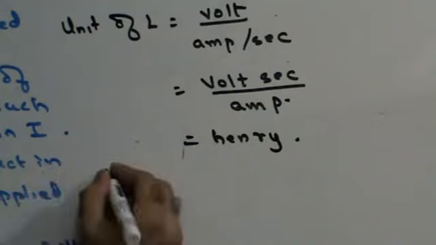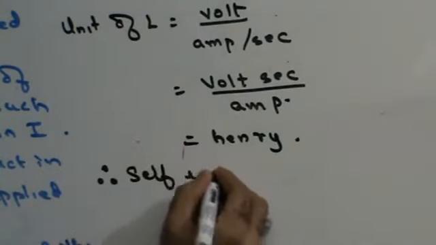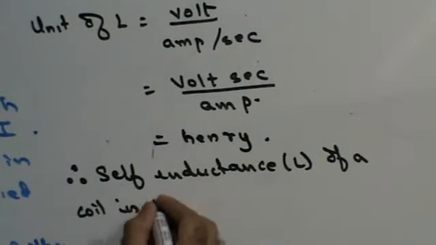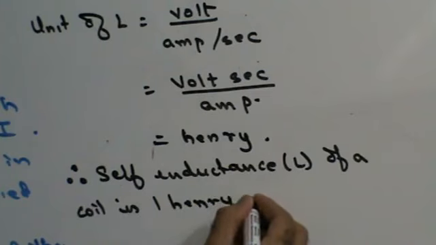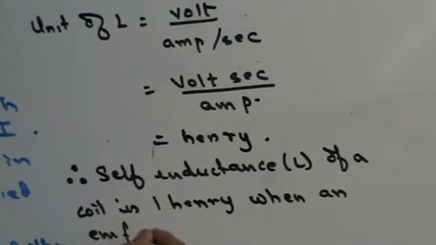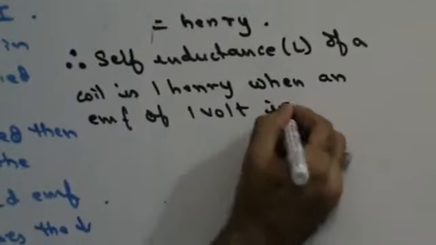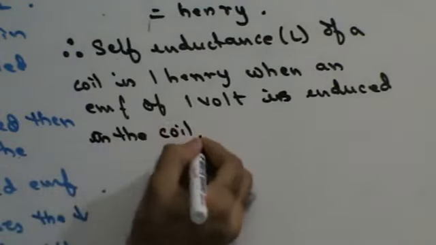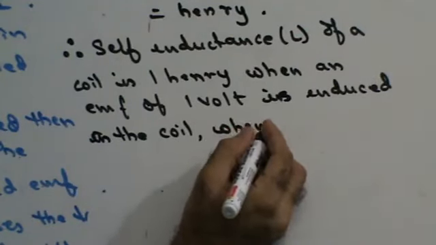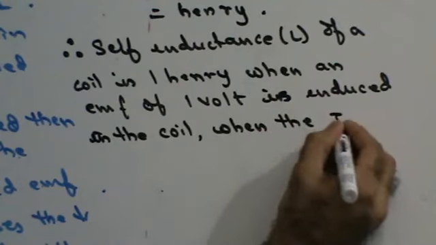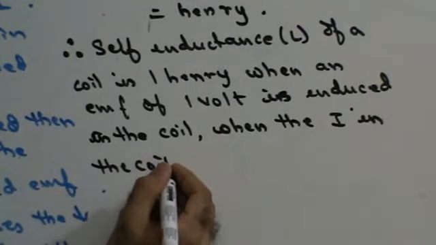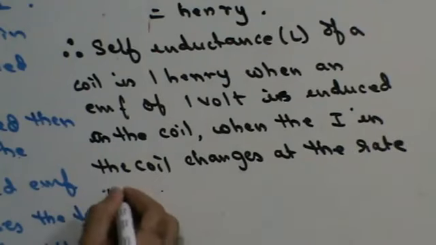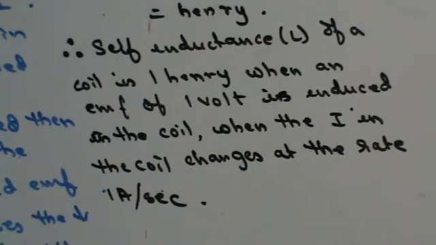Right? I can say that therefore, self-inductance L of a coil is 1 Henry when an EMF of 1 volt is induced in the coil when the current in the coil changes at the rate of 1 ampere per second. Right? So that is what is self-inductance, right?